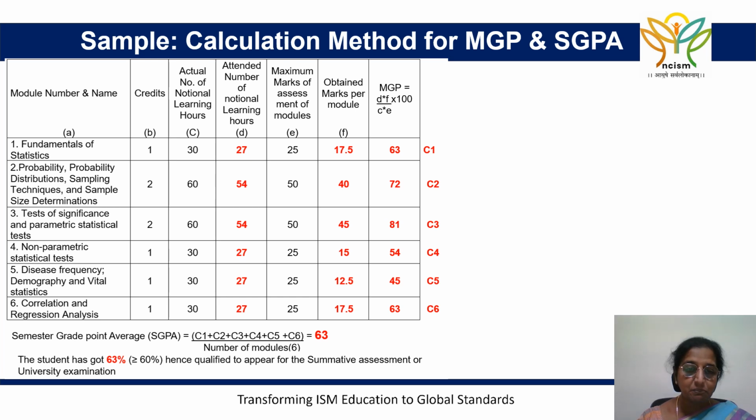The SGPA is calculated by summing all the Cs divided by the number of modules, that is 6. So here the student has scored 63%. Hence it is greater than or equal to 60%. He has qualified to appear for the summative assessment or university examination.